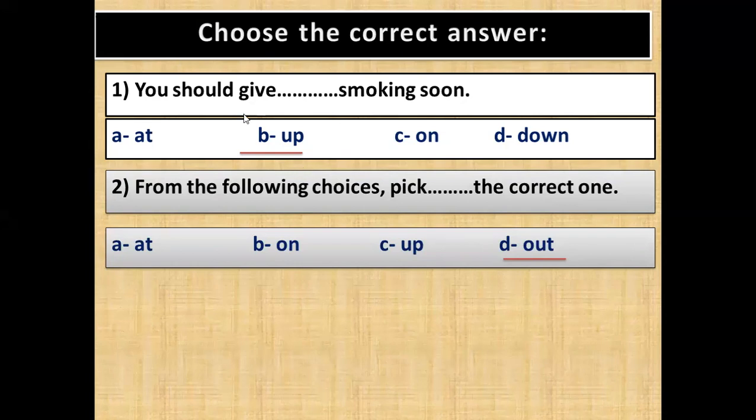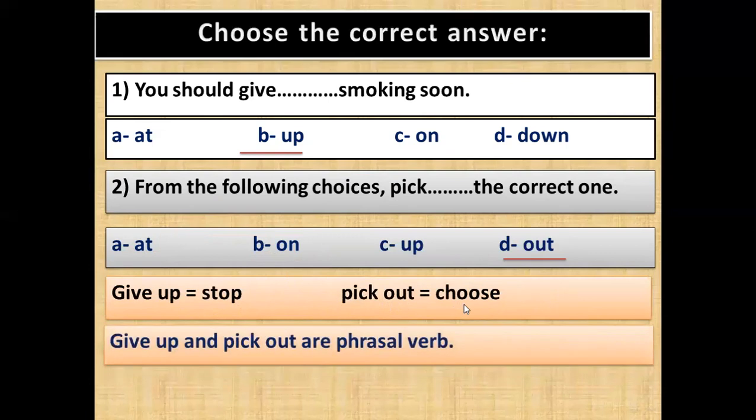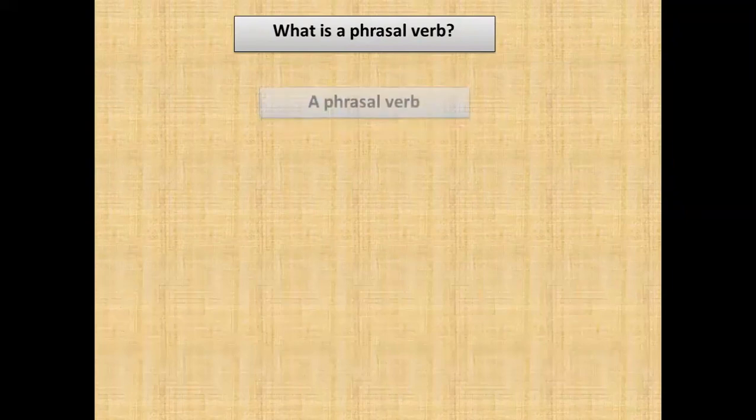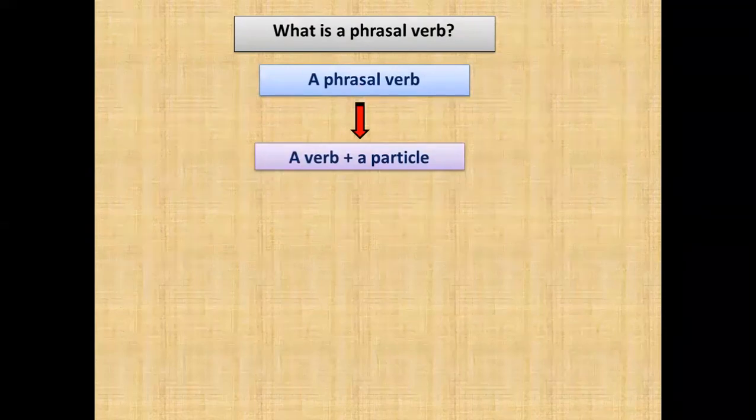Look here, give up and pick out are phrasal verbs. Give up means stop, and pick out means choose. Both of them are phrasal verbs. Now, my question: what is a phrasal verb? It's important to know what a phrasal verb means. A phrasal verb is a verb plus a particle. Again, a phrasal verb is a verb plus a particle.